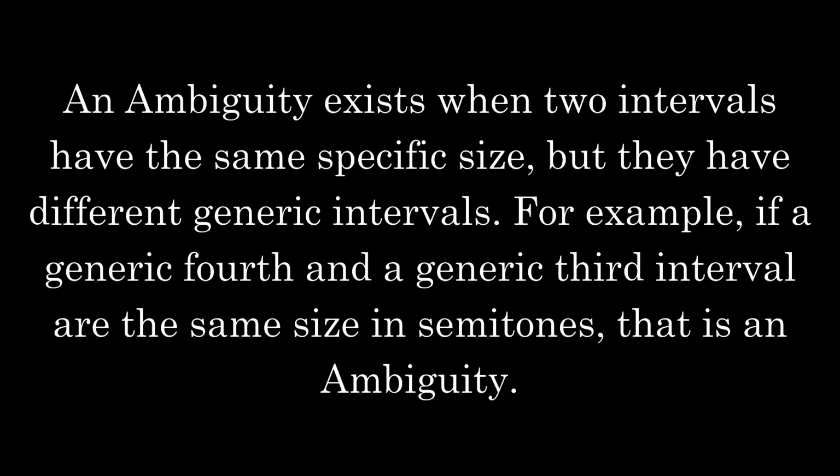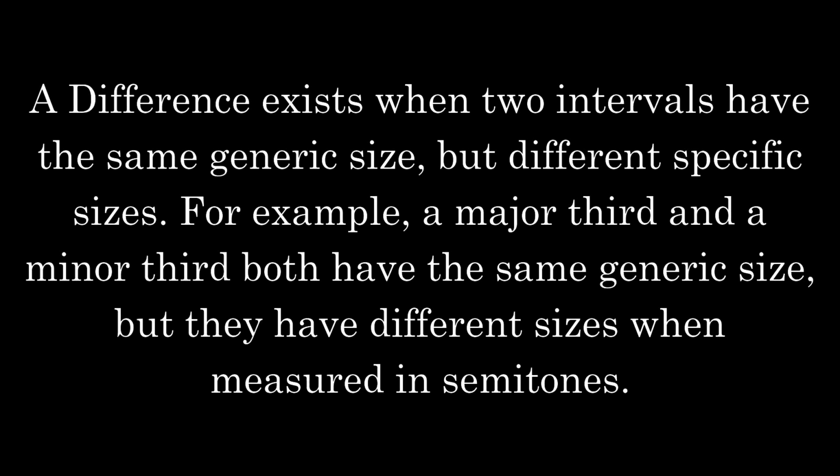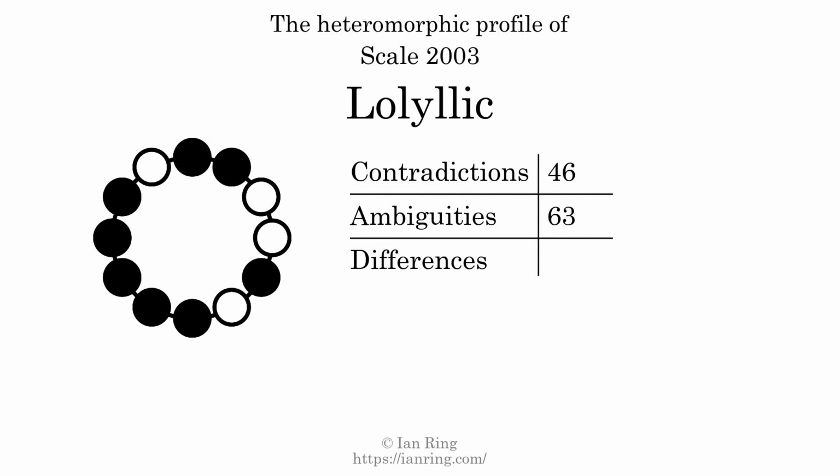An ambiguity exists when 2 intervals have the same specific size, but they have different generic intervals. For example, if a generic fourth and a generic third interval are the same size in semitones, that is an ambiguity. The number of ambiguities in this scale is 63. A difference exists when 2 intervals have the same generic size, but different specific sizes. For example, a major third and a minor third both have the same generic size, but they have different sizes when measured in semitones. The number of differences in this scale is 142.